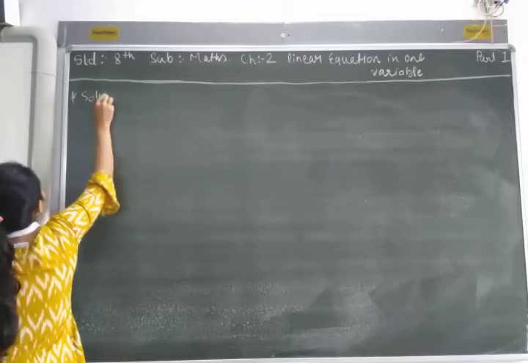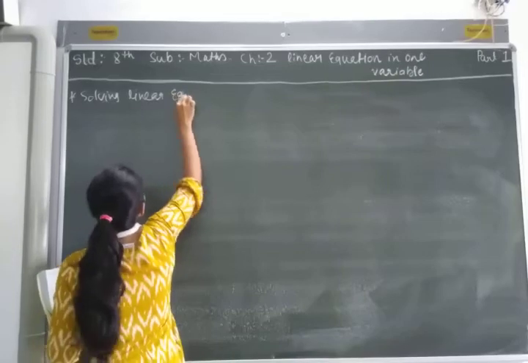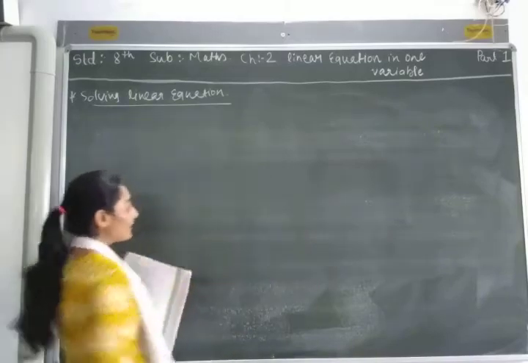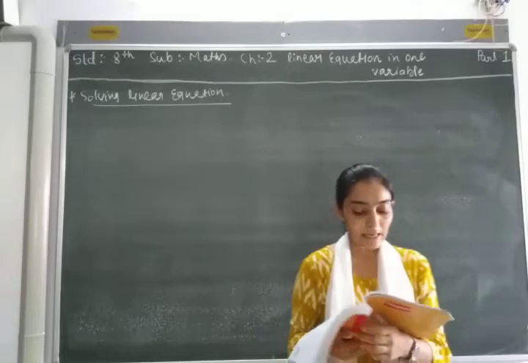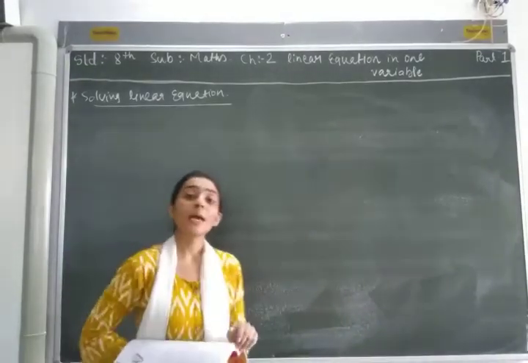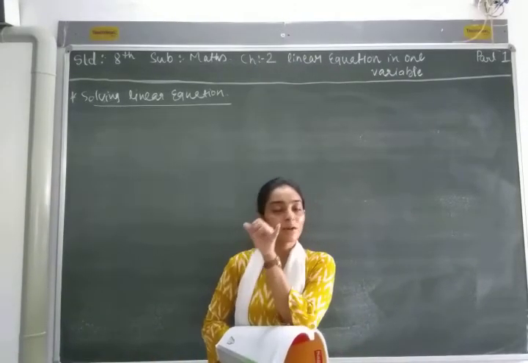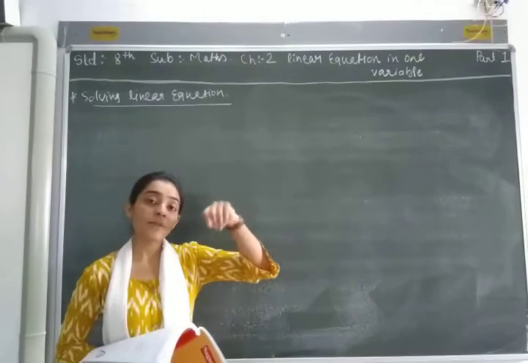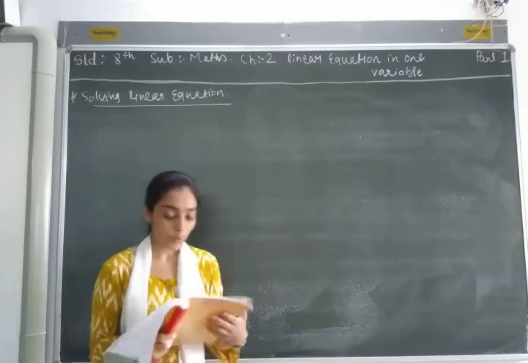Now, solving linear equations. Solving a linear equation which has a linear expression on one side and a number on the other side. We have already seen that one: 2x plus 1 equals 7. So an expression is given on one side and a number on the other side. It means we have to find the value of that variable which equals the number on the other side.